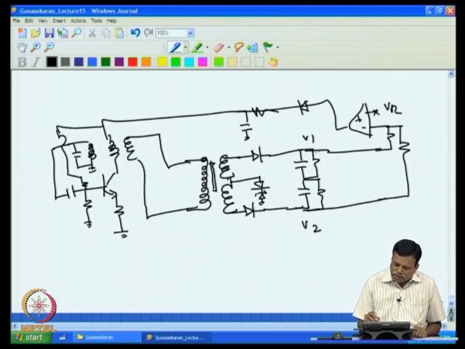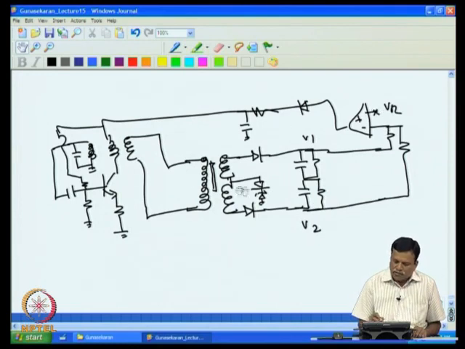If we take the LVDT and the LVDT core moves, then we know that V1 and V2 will change, and then we are adding this and finding V1 plus V2 here and comparing it with the reference. If V1 plus V2 goes more than the reference, then the output voltage comes down. That reduces the amplitude of the oscillation, and that makes V1 and V2 come down, making V1 plus V2 always equal to VR.